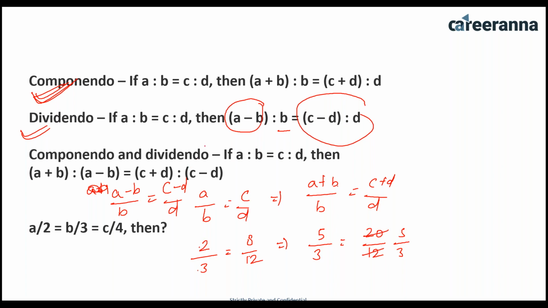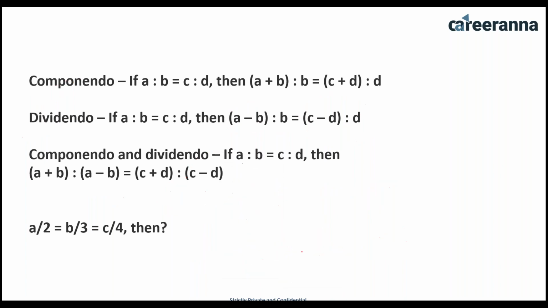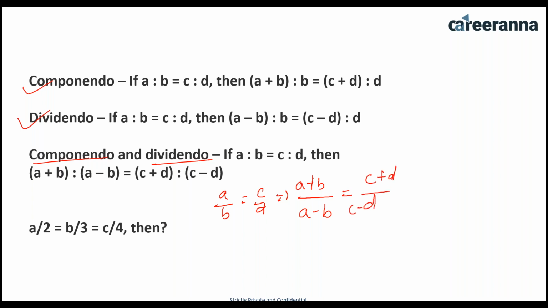Okay, very good, very good. Now if I apply both of these rules together, componendo and dividendo, it will become like this: if A by B equals C by D, then (A plus B) divided by (A minus B) equals (C plus D) divided by (C minus D).